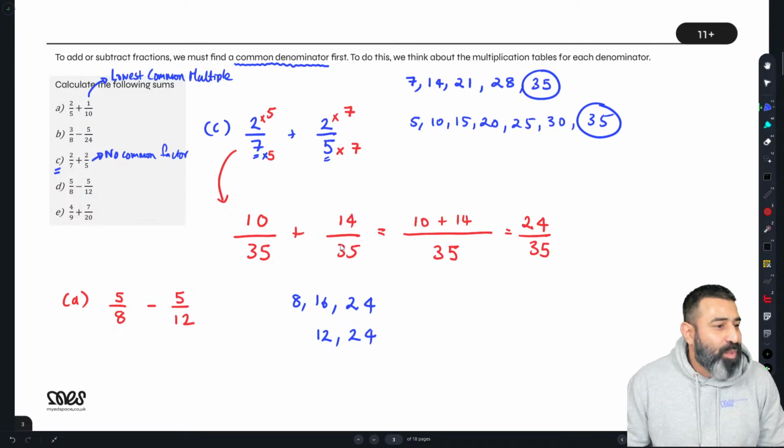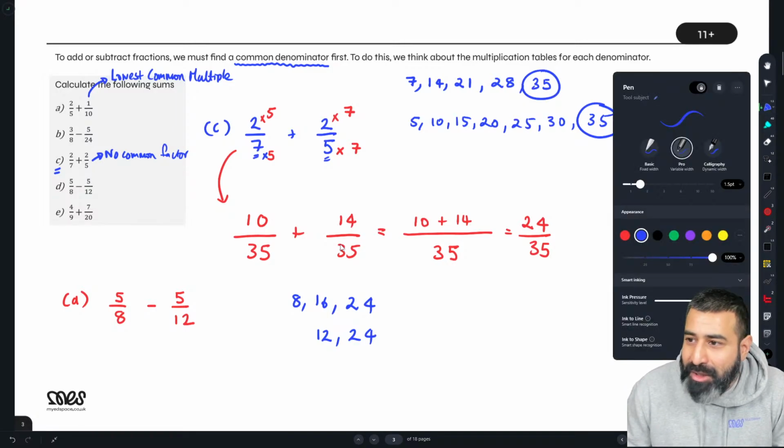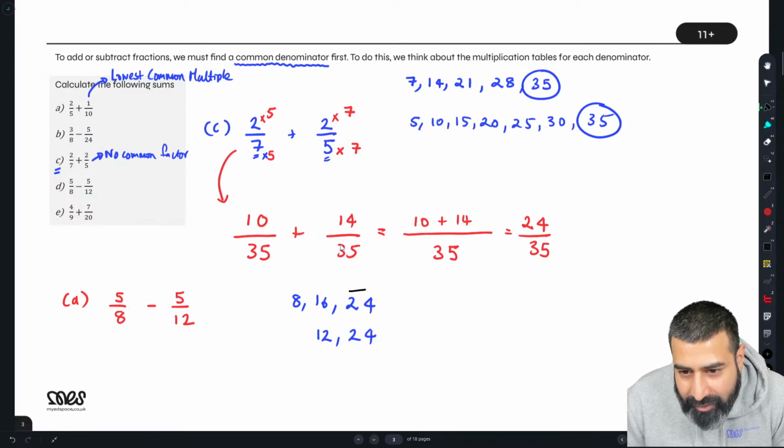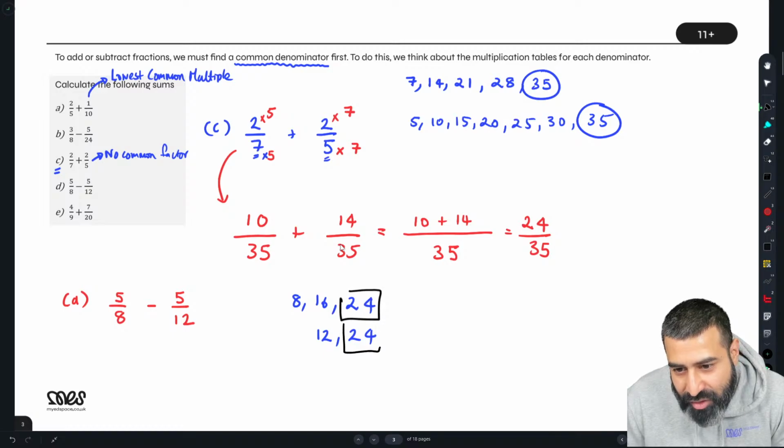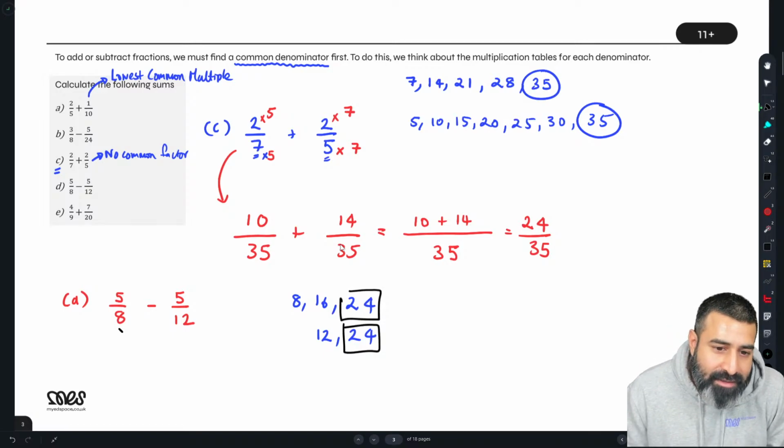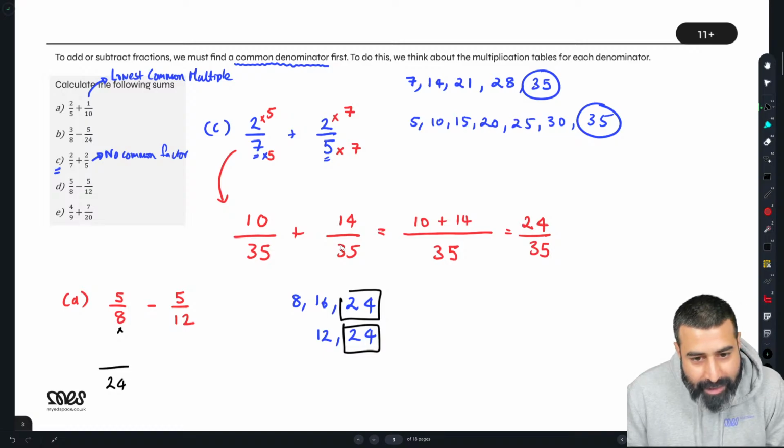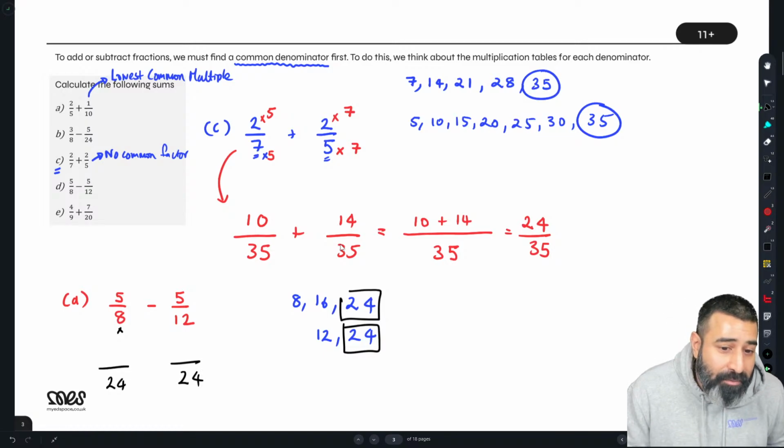Absolutely then, of course. It's 24. Okay, good. So look, 24 is my common denominator here, okay? So I need to multiply this 8 by some number so I get to 24, and this 12 by some number, so I get my denominator as 24. So what am I going to multiply the 8 by to get to 24?